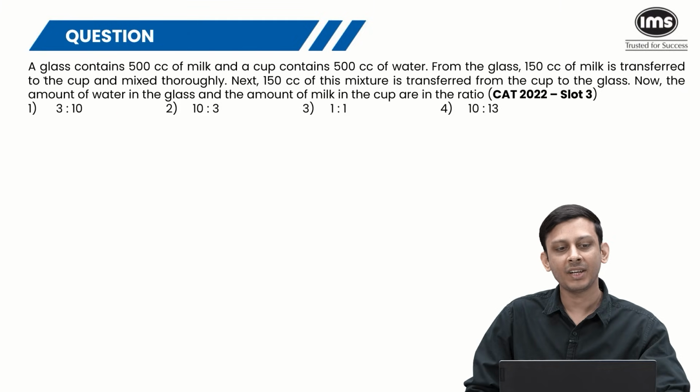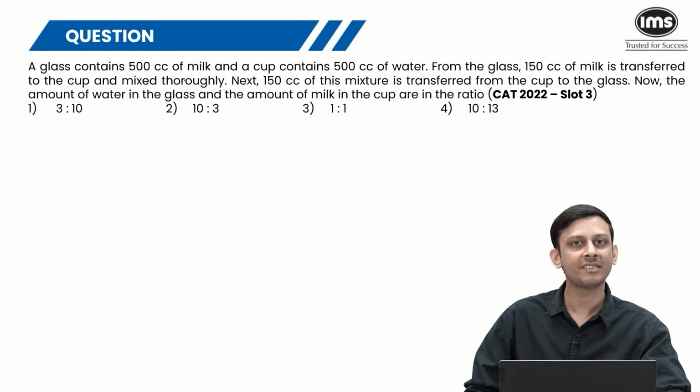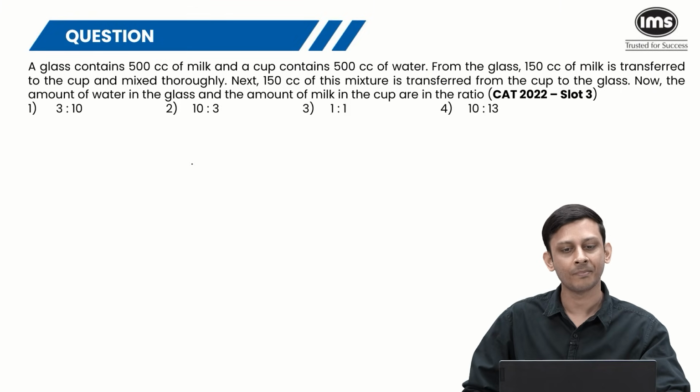Now in this question, we have that a glass contains 500 cc of milk and a cup contains 500 cc of water. From the glass, 150 cc of milk is transferred to the cup and mixed thoroughly. Next, 150 cc of this mixture is transferred from the cup to the glass. Now the amount of water in the glass and amount of milk in the cup are in the ratio, and that is what we have to find.